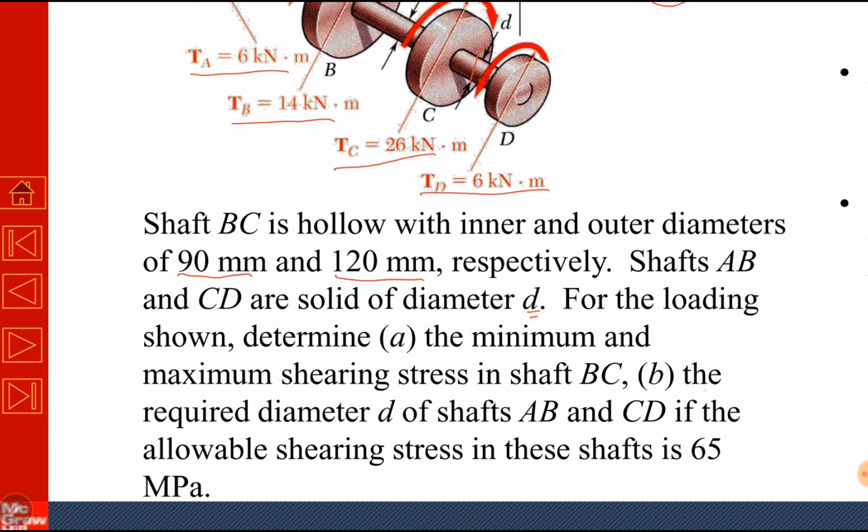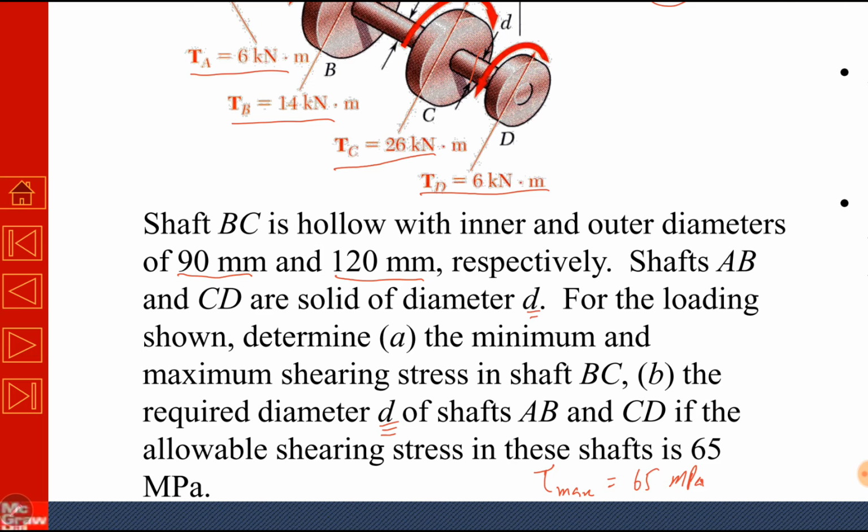In part B, we have to determine the required diameter D of the shaft AB and CD if the allowable shearing stress in these shafts is 65 megapascal. So in this part, allowable shear means tau maximum is given. Allowable is already maximum, always maximum. It is given, and we have to find diameter. So we can find radius actually. From radius we can find diameter.